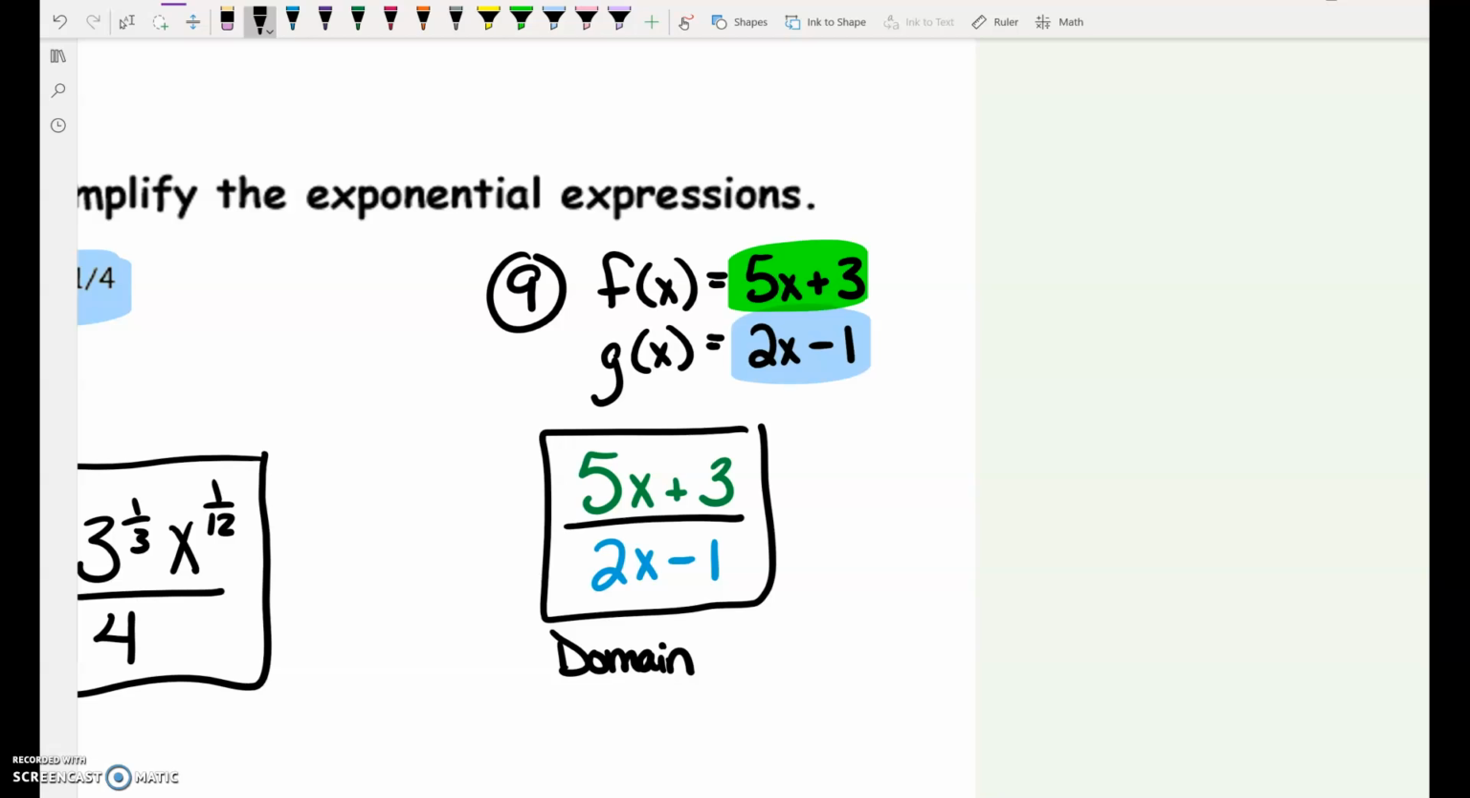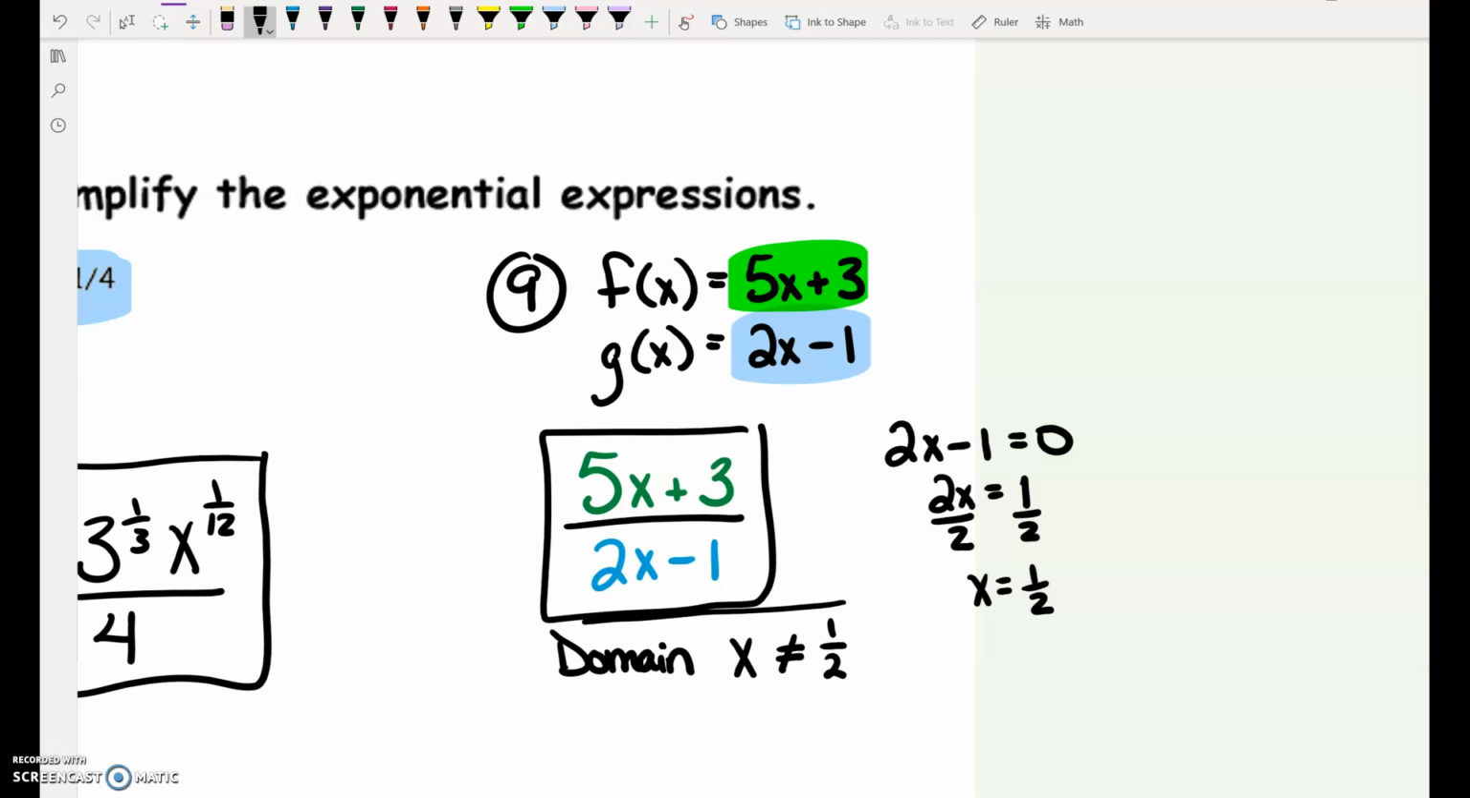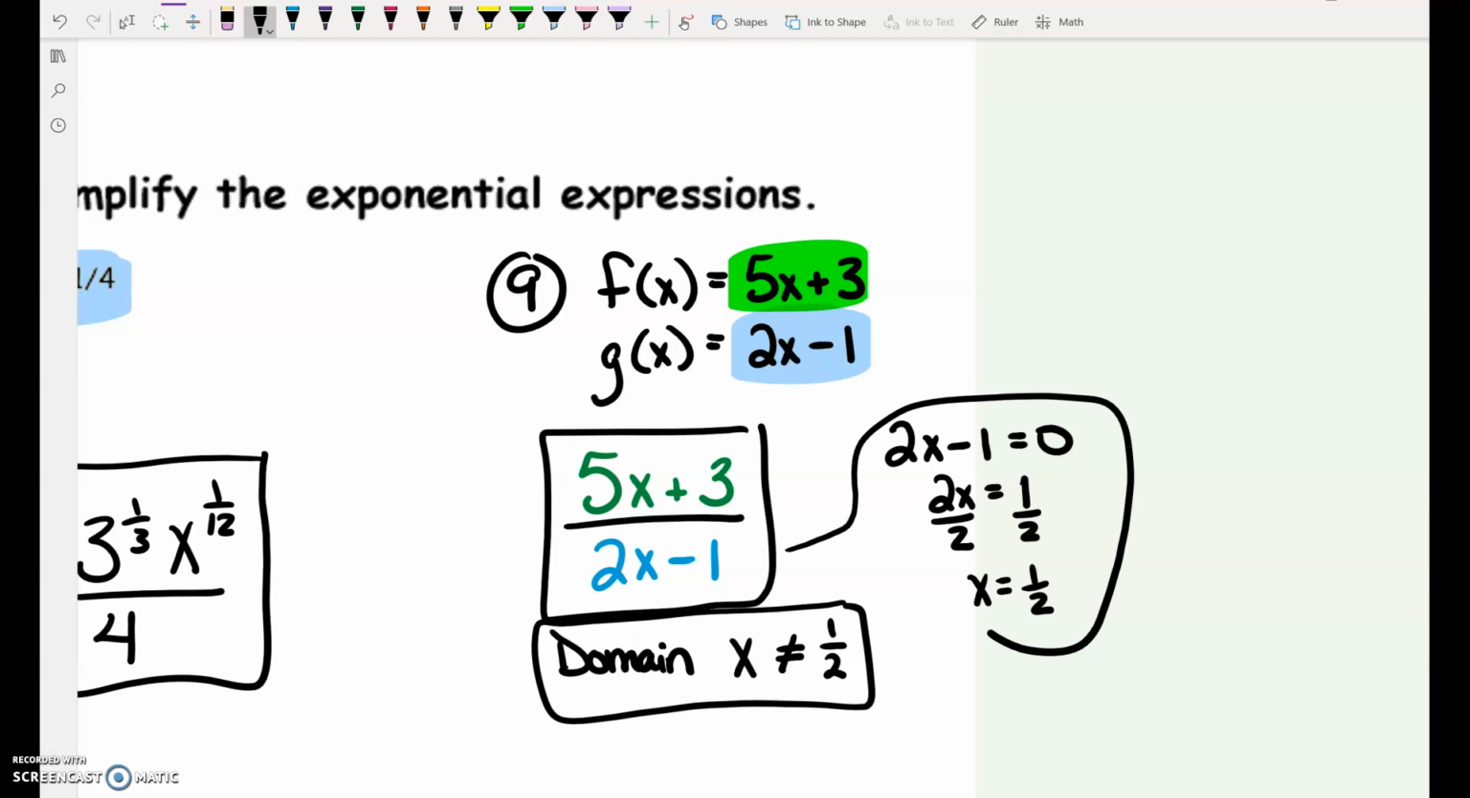What would make the denominator equal 0? Off to the side, you might have to do 2x minus 1 equals 0 and see what would make that bottom equal 0. Add 1 to both sides and then divide by 2. If x is 1/2, the denominator is going to equal 0. That means our domain is x can't equal 1/2. So sometimes you need to take this bottom part and go off to the side and figure out what's going to make that bottom part equal 0. That is what our x's can't be.